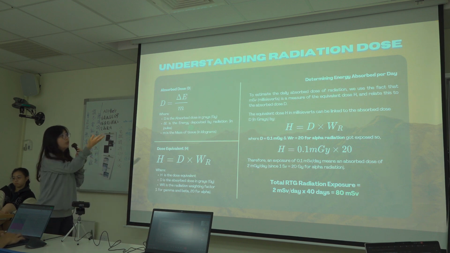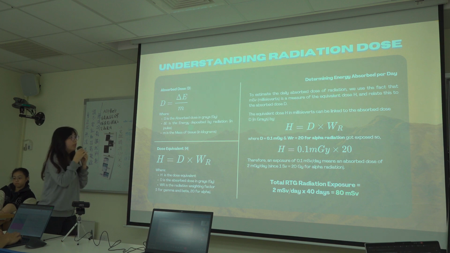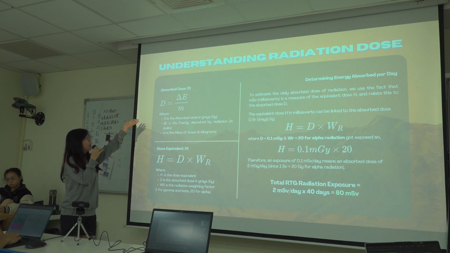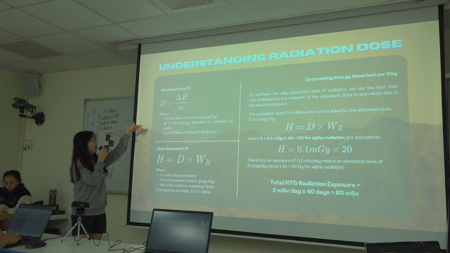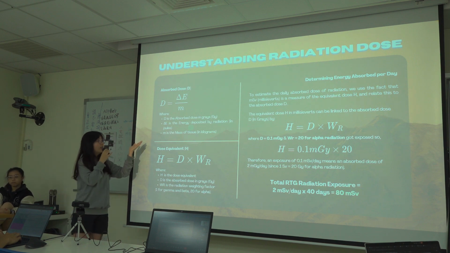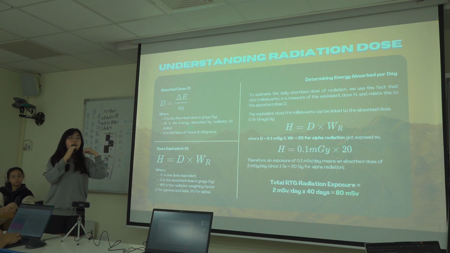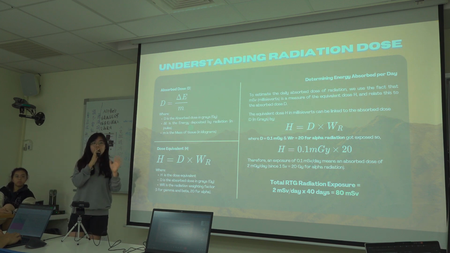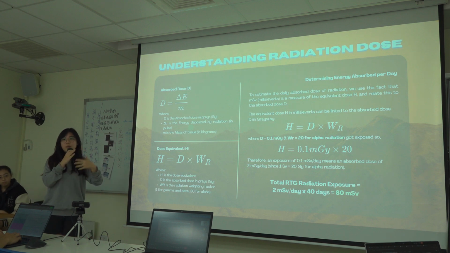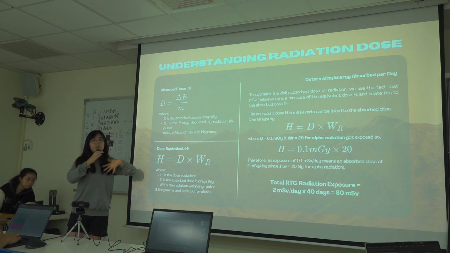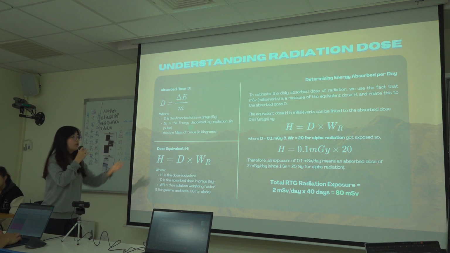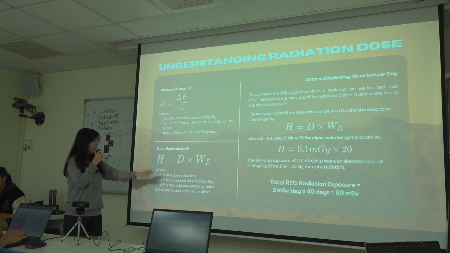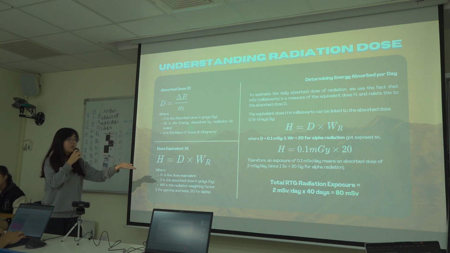Now, if we want to determine the energy absorbed per day, we can use this formula to get D. Assume the energy deposited by the radiation is 1, and let's say for the lowest case scenario, the best case scenario, that he only got 10 kilograms of his skin tissue contaminated by radiation, because not all is exposed through the sun directly. We will get 0.1 mGy, and times 20 from the alpha weight, we will get a total of 2 mSv per day.